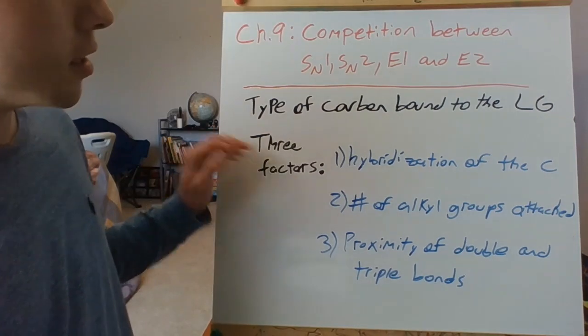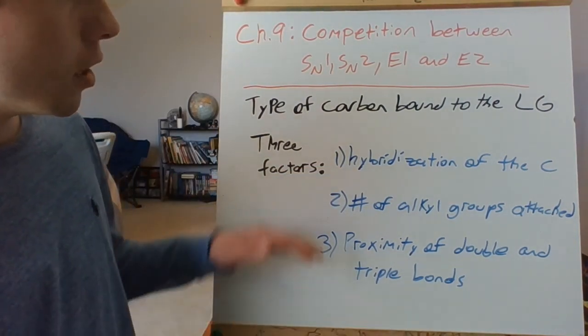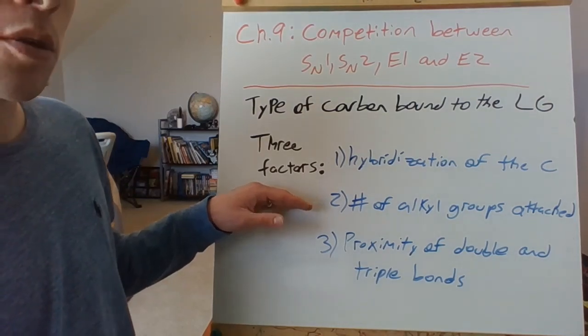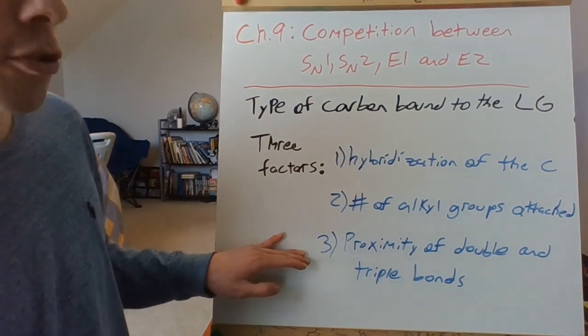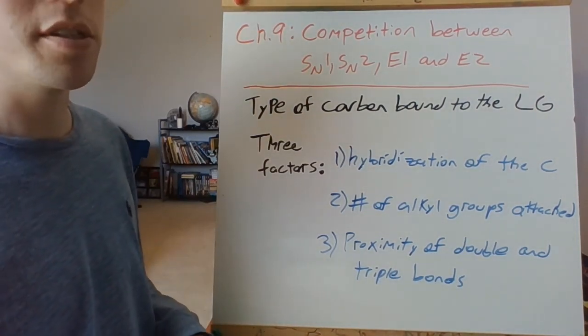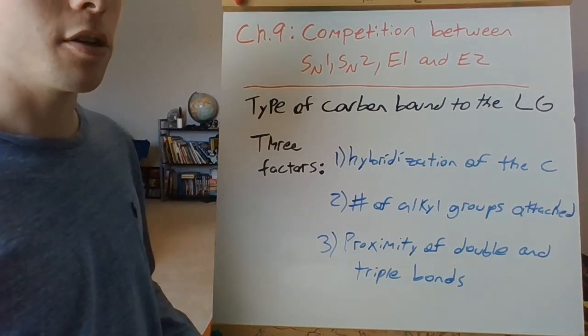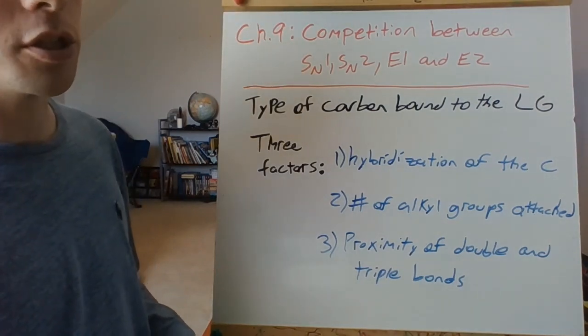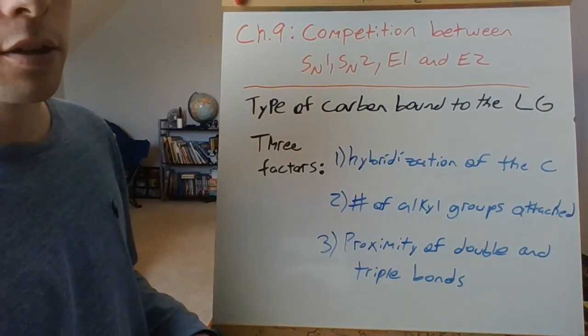consider is the hybridization of the carbon. So is it sp3, sp2, or sp? The number of alkyl groups attached to it, so is it primary, secondary, or tertiary, and then the proximity of double and triple bonds. So remember, if we have a benzylic carbocation or an allylic carbocation, it's going to be more stable than just a regular primary carbocation, which we'll look at in just a second.